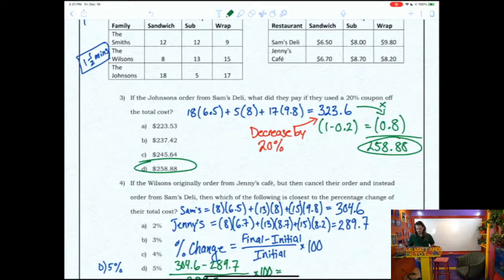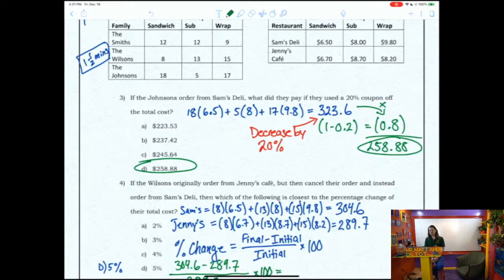So that's where I got the $304.60 and the $289.70. But they actually asked me which of the following is closest to the percentage change of their total cost, because they initially ordered from Jenny's, so that's my starting price, but then they canceled their order and ordered from Sam's. That's going to be considered my final price.